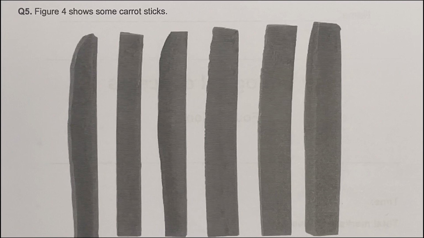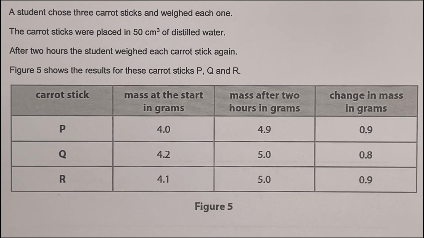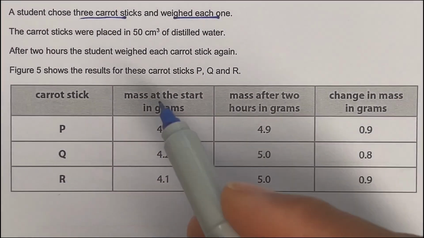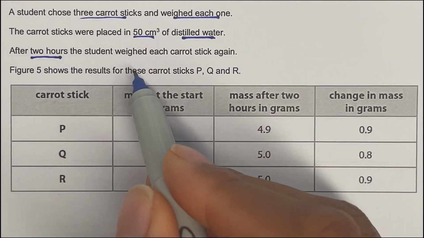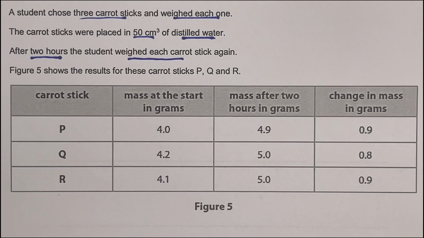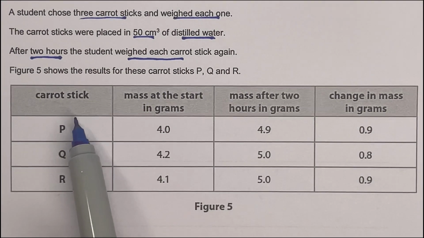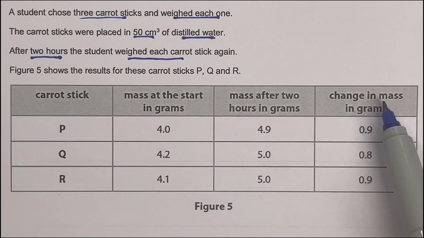Figure 4 shows some carrot sticks. You can see some different sized carrot sticks. A student chose 3 carrot sticks and weighed each one. The carrot sticks were placed in 50 centimeter cube of distilled water. After 2 hours, the student weighed each carrot stick again. Figure 5 shows the results for these carrot sticks, P, Q, and R: mass at the start, mass after 2 hours, and change in mass.